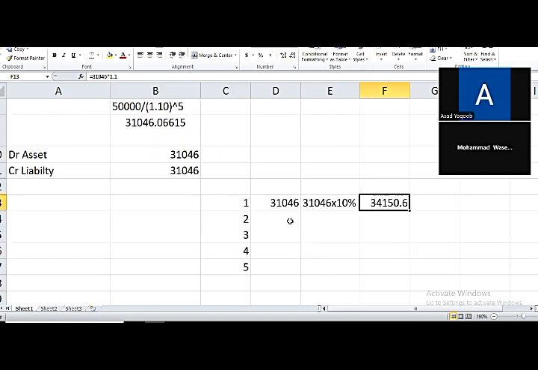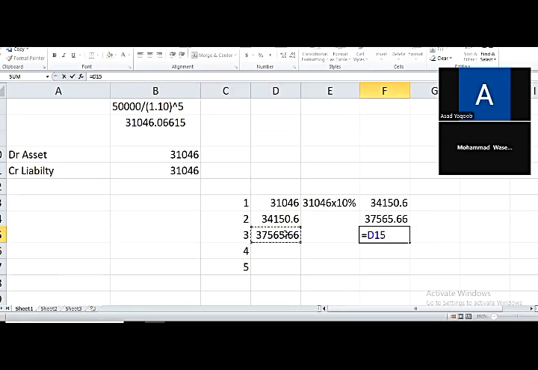Okay. Now what will happen? In the second year, the liability will be this again, multiplied by 1.10. And the third year is equal to this, multiplied by 1.10. Next is equal to this, multiplied by 1.10.